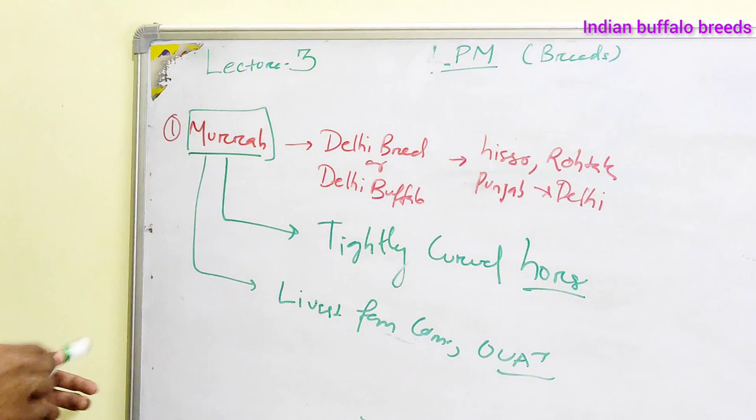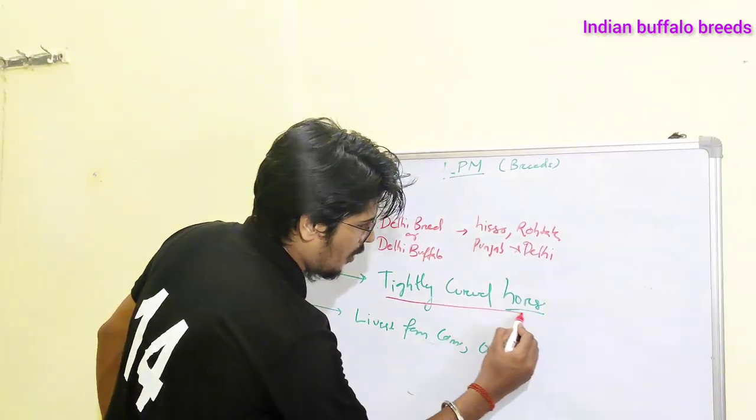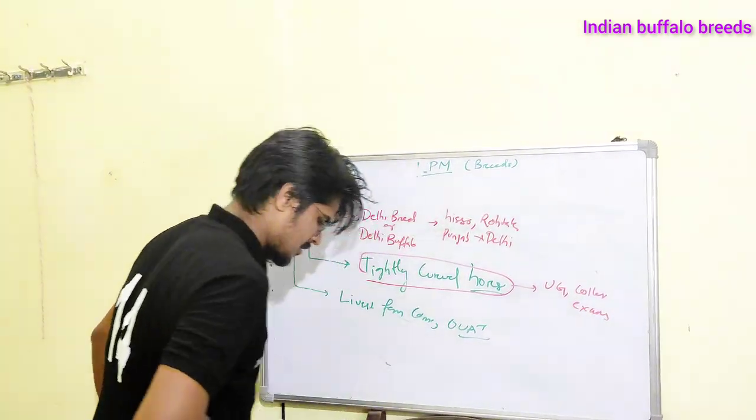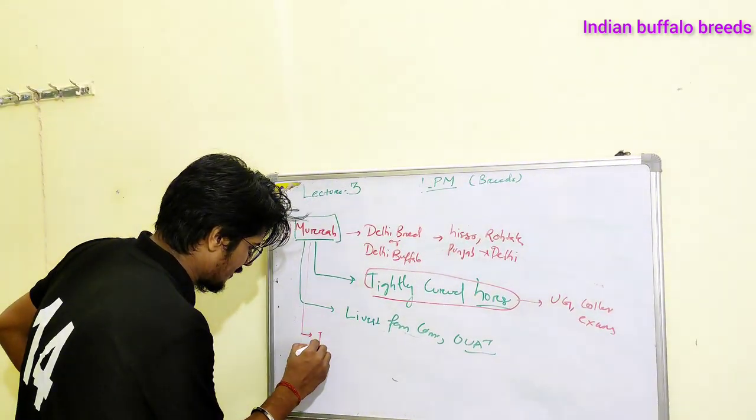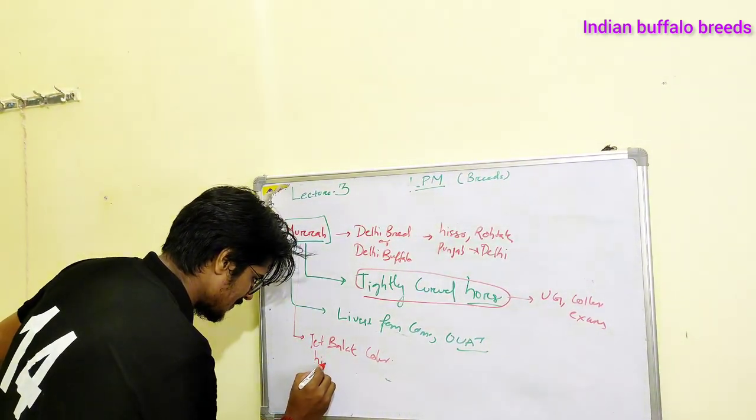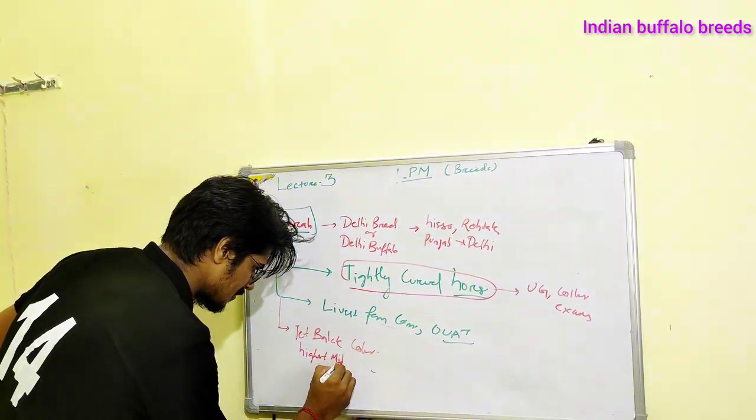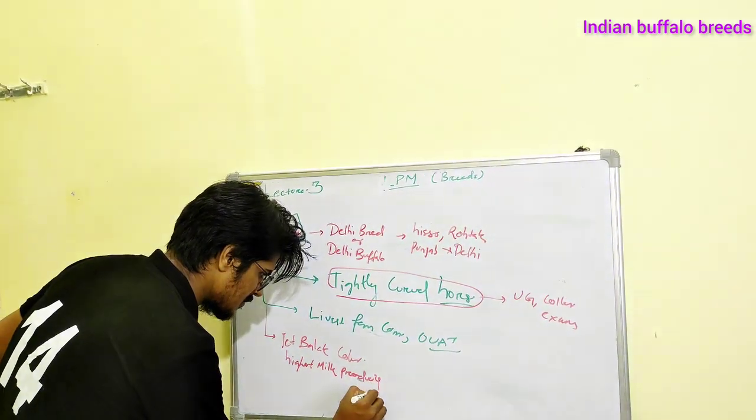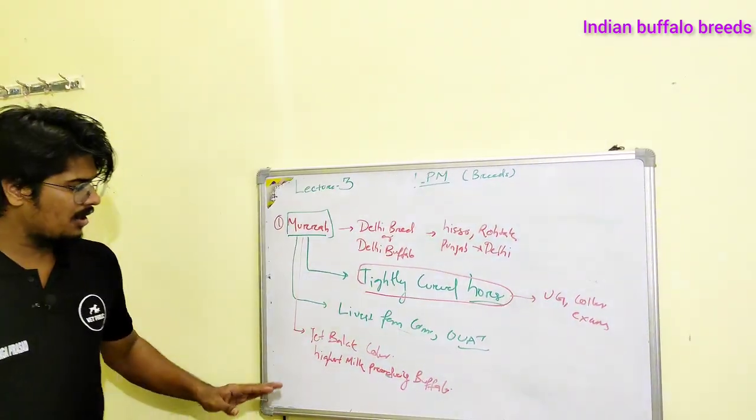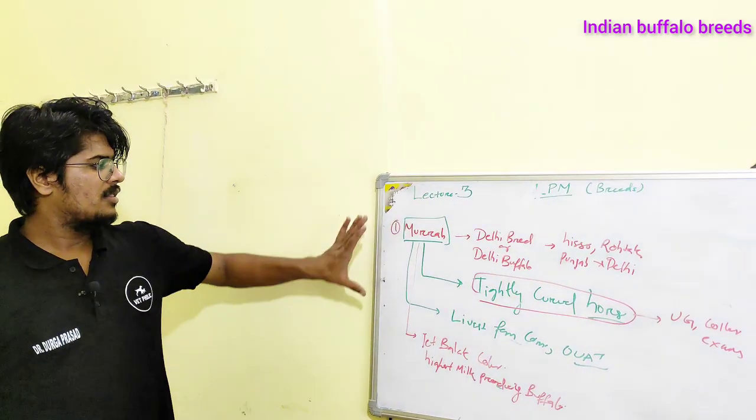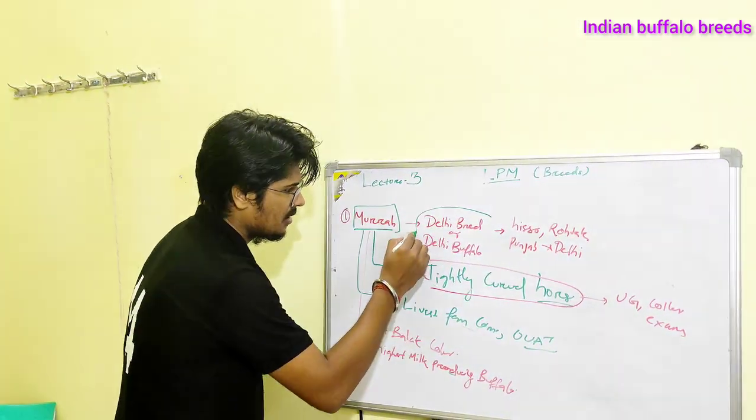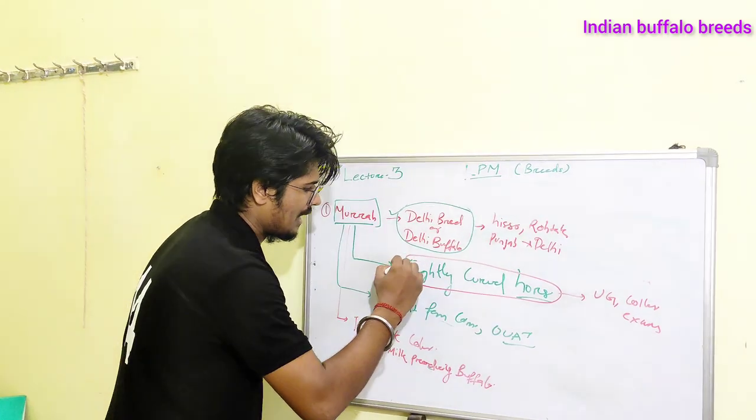The other important characteristics, important for UG college level exams, are tightly curved horns, jet black color, and highest milk yield. Jet black color and the highest milk producing buffalo, and tightly curved horns: these are the important characteristics of Murra. The most important question out of all is that it is the Delhi breed or Delhi buffalo, and the next one is tightly curved horns.